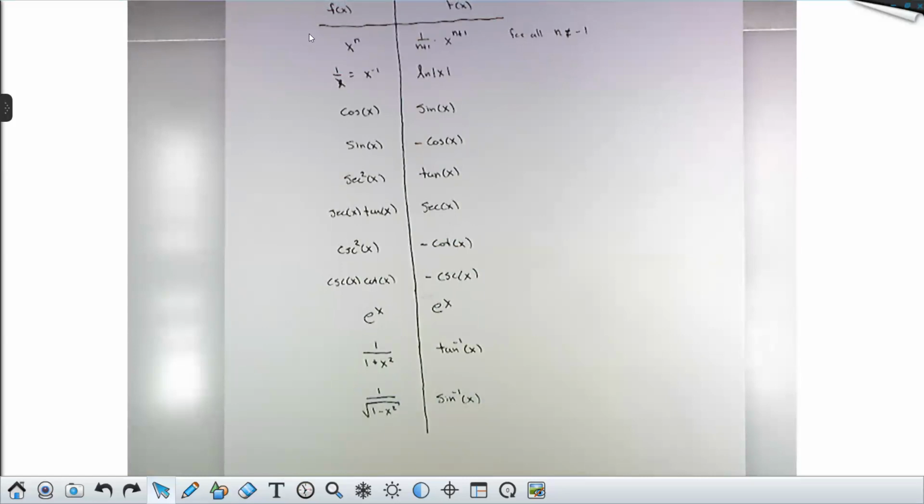But these are the basic ones. These are the ones that I really want you guys to know. The complete table can be found in section 4.9, but these are the ones that I require you to know, i.e. these are the ones you'll be tested on. Is something missing here? I don't think so. We didn't talk about hyperbolic functions.